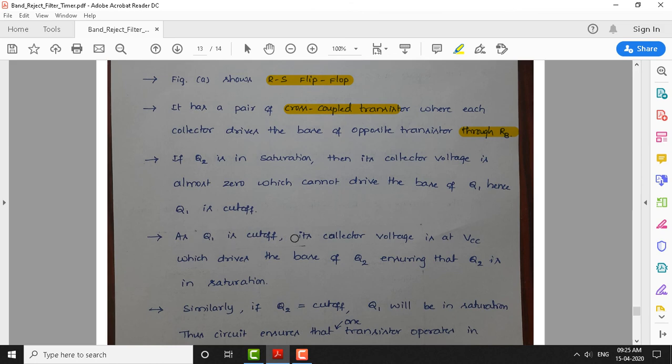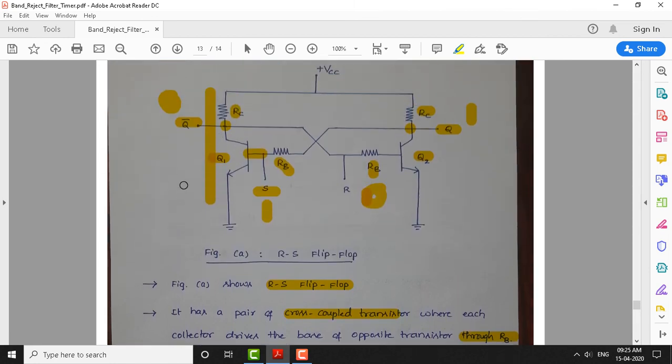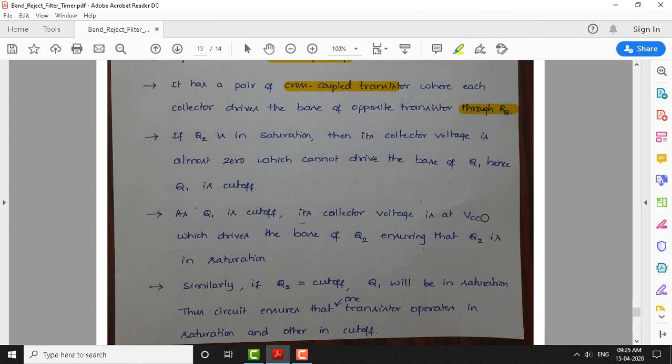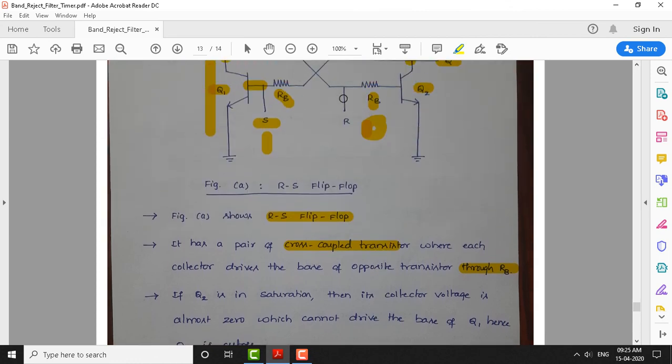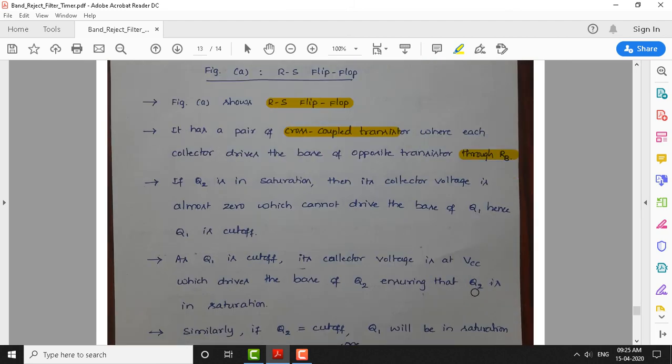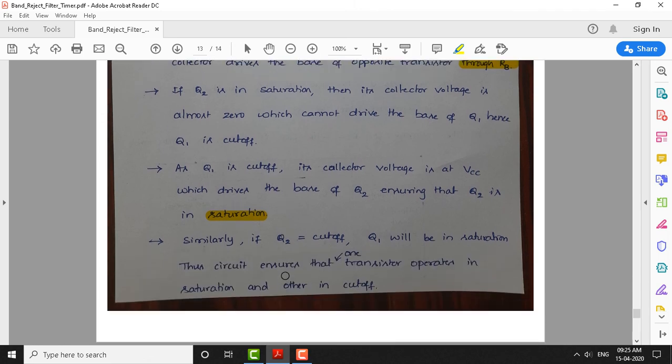As Q1 is in cutoff, its collector voltage is at VCC, so its voltage rises, obviously, because this transistor is in cutoff. It goes to VCC, which drives the base of Q2 and ensures that Q2 is in saturation. This cross coupling is very important to understand the concept here. And if you assume the other condition, like if Q2 is in cutoff, Q1 will be in saturation, which is already explained. The circuit ensures that one transistor operates in saturation and the other is in the cutoff region.